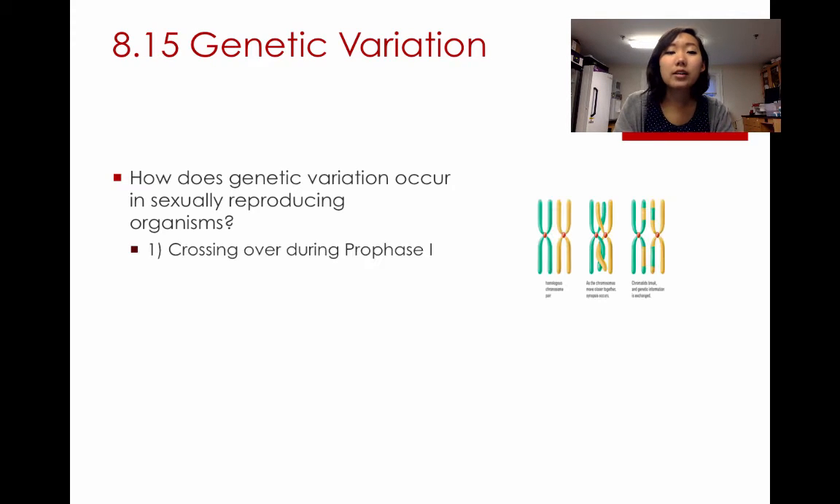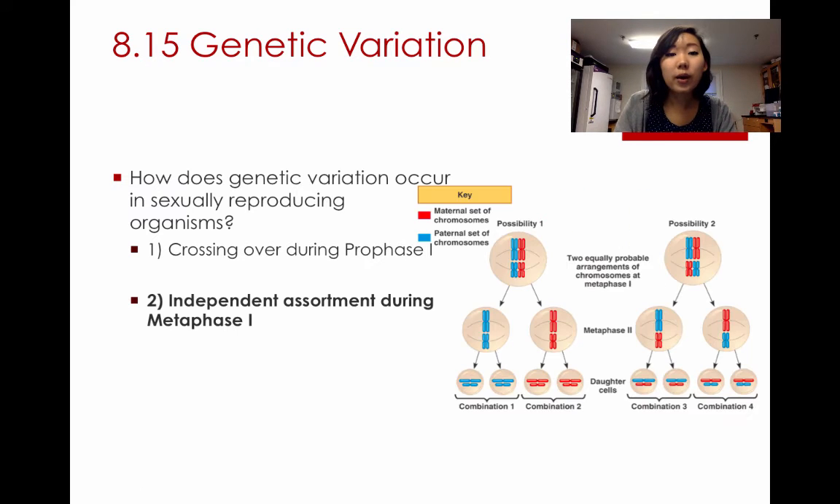There are a couple of different ways. The first one we've briefly talked about is crossing over during prophase 1, where your two parent cells, your mother chromosome and your chromosome from your father, will form a tetrad and cross over and exchange some DNA so that your resulting chromosomes will have a mixture of DNA from your father and from your mother on the same chromosome. So that's one way. Another way is called independent assortment, which occurs during metaphase 1.